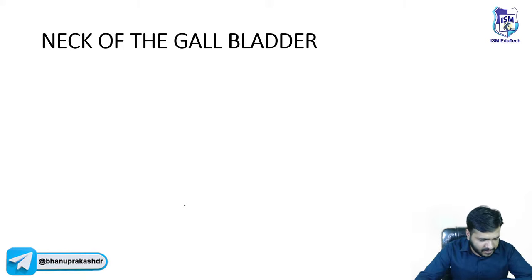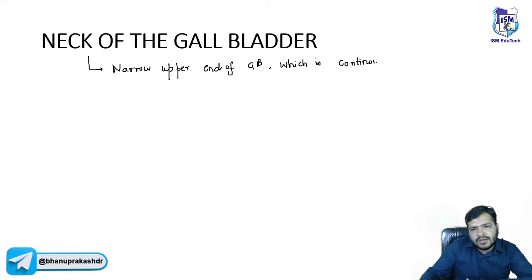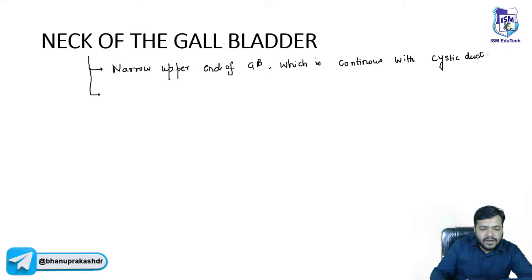Coming on to the neck of the gallbladder. Yes, coming on to the neck. Kriti, very good. Soumya, very good beta, very good. Now coming on to the neck. Yes, you already know the neck. It is the narrow upper end of the gallbladder, which is continuous with the cystic duct. You already know this.